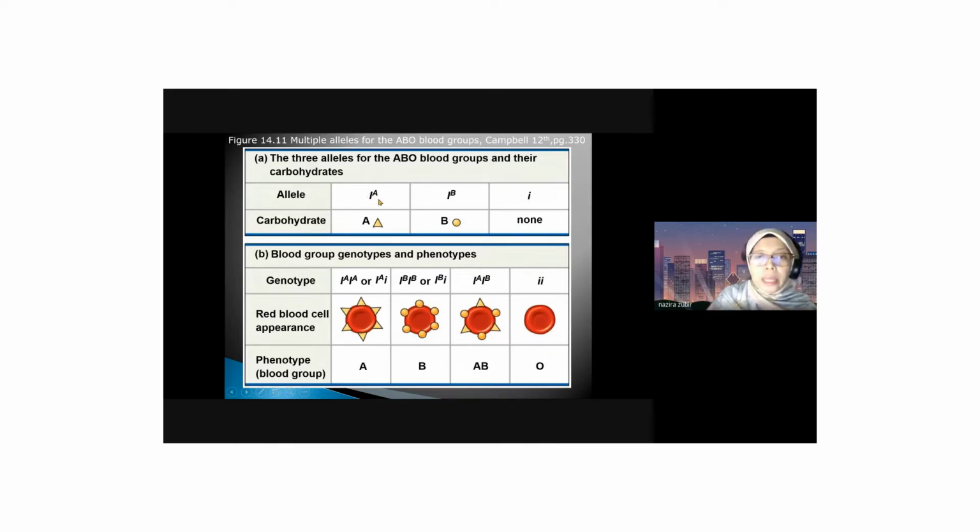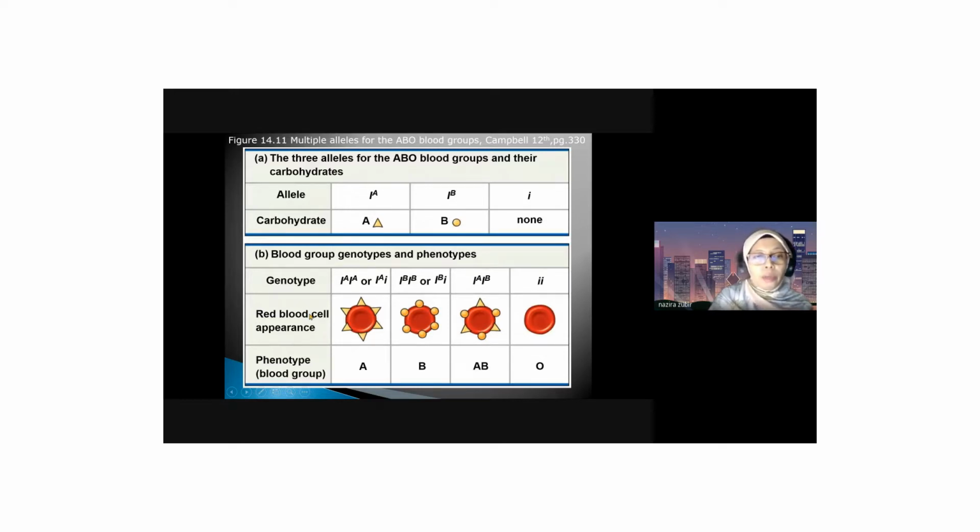So I actually refers to enzymes, and this A and B refers to carbohydrate. It means that IA is the enzyme that adds A carbohydrate. The enzyme for the allele IB is the enzyme that adds B carbohydrate. This carbohydrate A is represented by the triangle and B is represented by the circle.